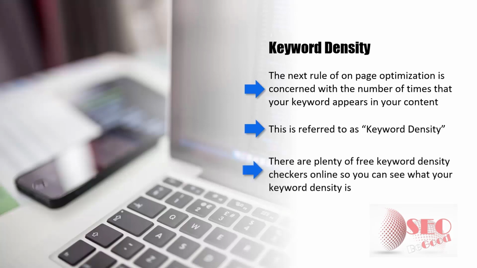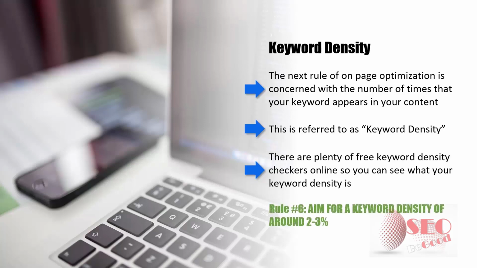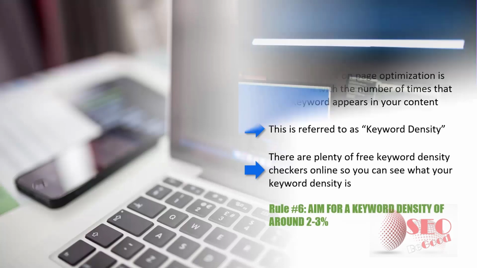There are plenty of free keyword density checkers online so you can see what your keyword density is. As a rule of thumb, we always aim for around 2 to 3% keyword density. You must not overdo this. Don't keyword stuff and add too many instances of your keyword in your text, or Google will penalize you. So, the 6th rule of on-page optimization is aim for a keyword density of around 2 to 3%.